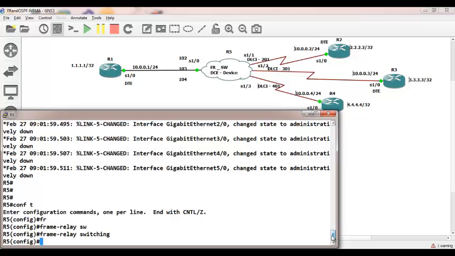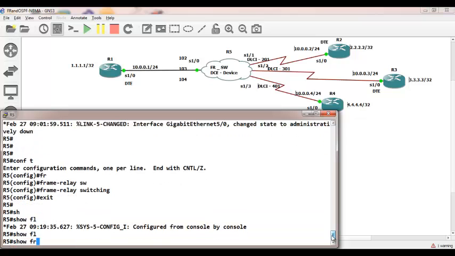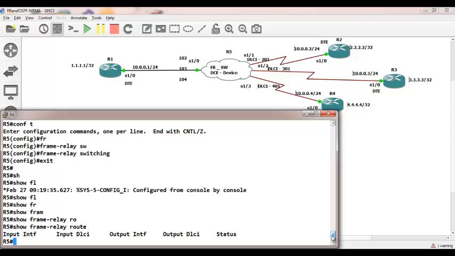This is not completely turning a router into a frame relay switch. It is taking additional responsibility to become a frame relay switch. That's all. Now, next, if you see show frame relay route, there is nothing, no route so far, because we have not put any tunnels so far. We are going to form the tunnels.